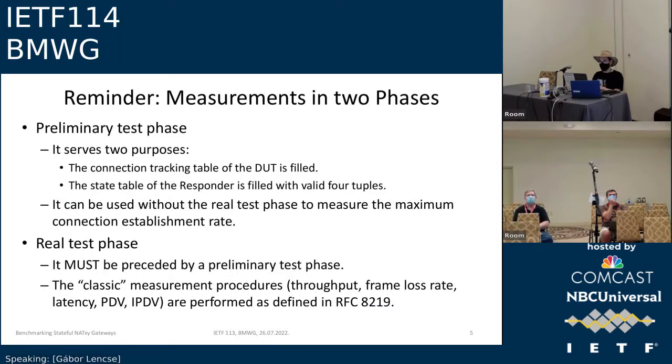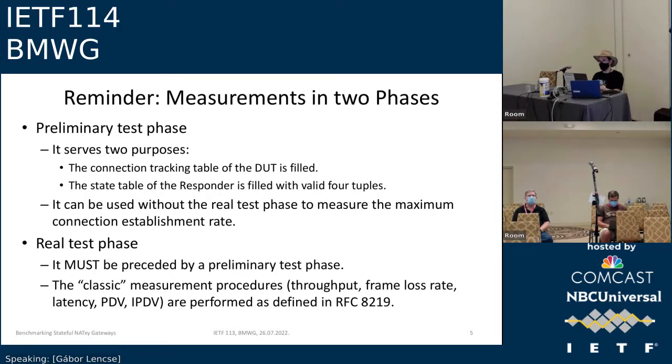Yes. And the measurement is done in two phases. The new thing is the preliminary test phase, which serves two purposes. We have to fill the device under test connection table, and also fill in the state table of the responder, which has the four tuples, because from the very first second of the test it has to be able to send frames in the reverse direction, from the responder to the initiator, as we would like to use bidirectional traffic. This preliminary phase must always precede the real test phase, but in itself it can be used for measuring the maximum connection establishment rate. And if we would like to perform a traditional test like throughput, frame loss rate, latency, or packet delay variation, it is done in the real test phase, which has been preceded by the preliminary test phase, and they can be done as usual.